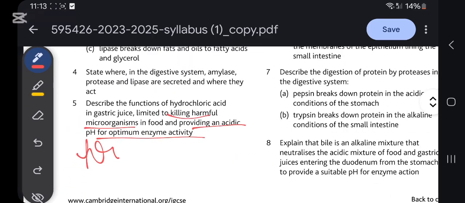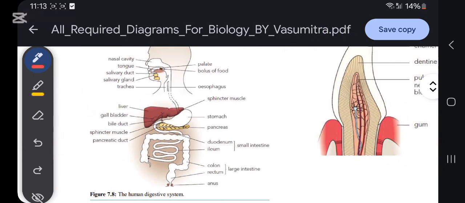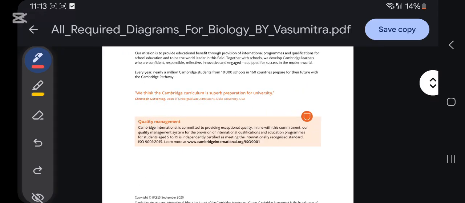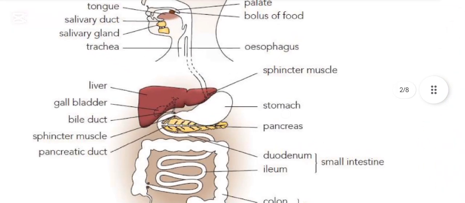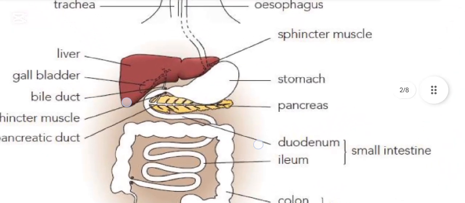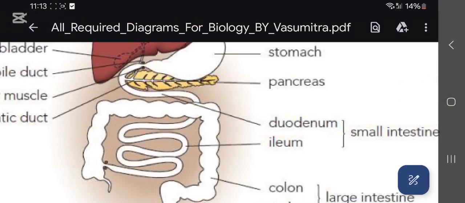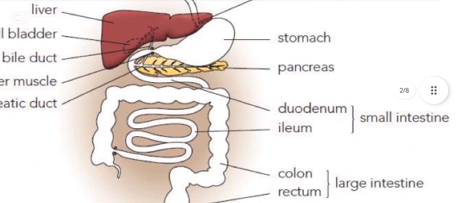Okay, let's go back to the diagram. From the stomach, the food is going to go to the duodenum. This top part is called the duodenum. Please remember that. And the next one is called the ileum. This is the duodenum and this is the ileum.